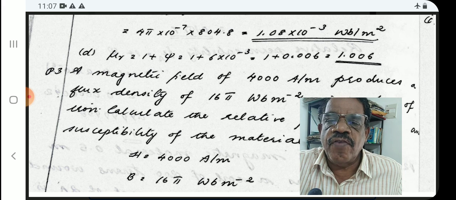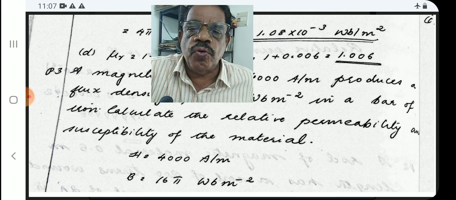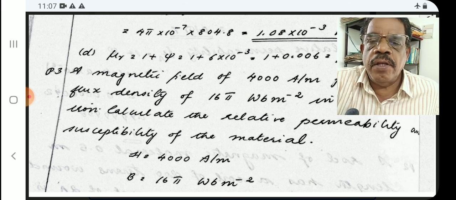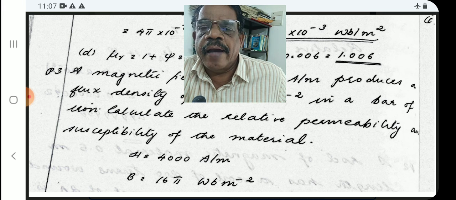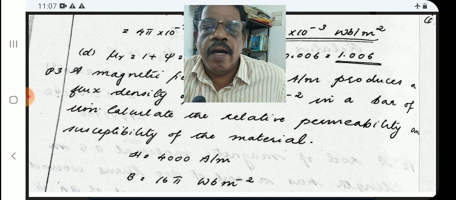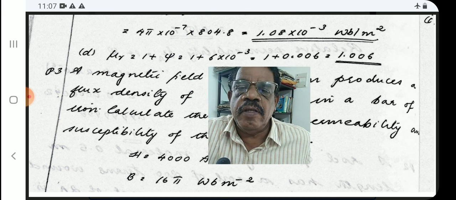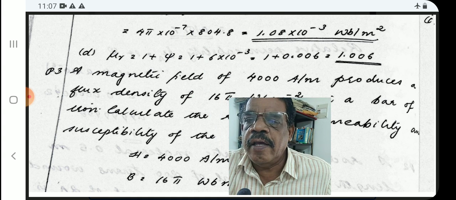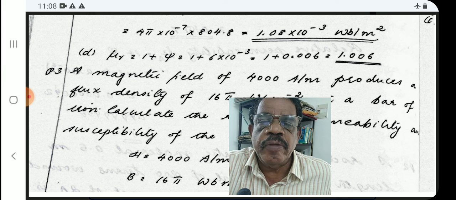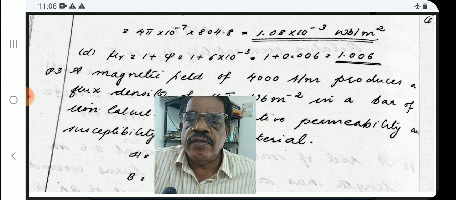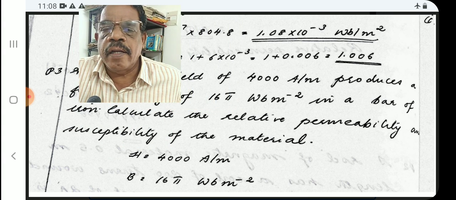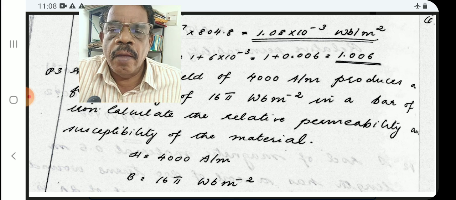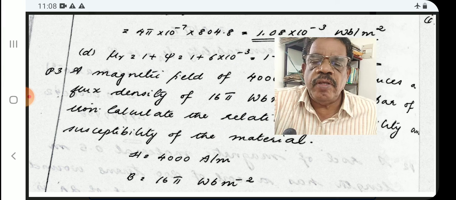A magnetic field of 4000 ampere per meter produces a flux density of 16 pi Weber meter raised to minus 2 in a bar of iron. Calculate the relative permeability and susceptibility of the material. You look here again. A magnetic field of 4000 ampere per meter produces a flux density of 16 pi Weber meter raised to minus 2 in a bar of iron. Calculate the relative permeability and susceptibility of the material.